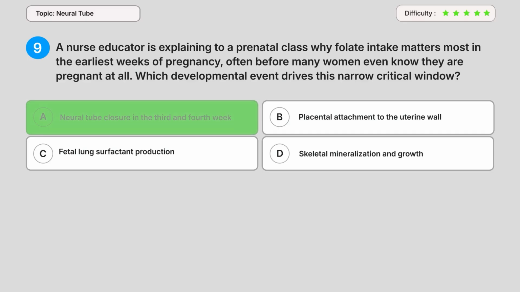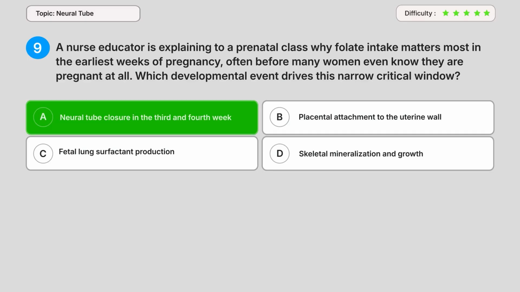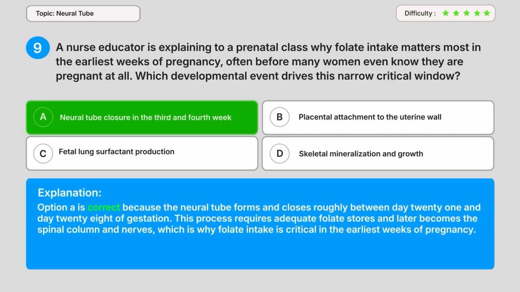Correct answer, A. Neural tube closure in the 3rd and 4th week. Explanation: option A is correct because the neural tube forms and closes roughly between day 21 and day 28 of gestation. This process requires adequate folate stores and later becomes the spinal column and nerves, which is why folate intake is critical in the earliest weeks of pregnancy.